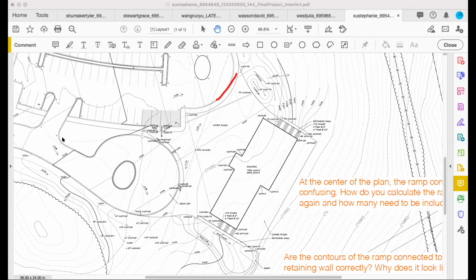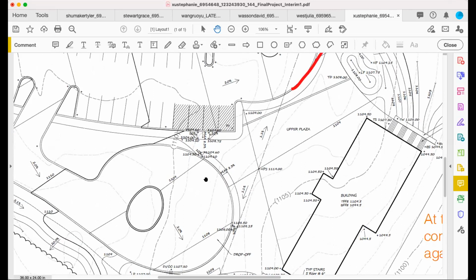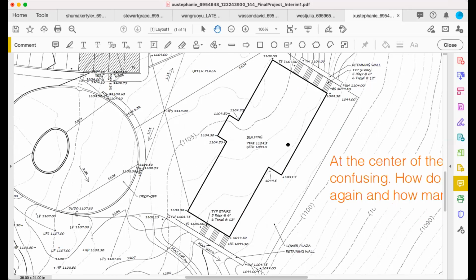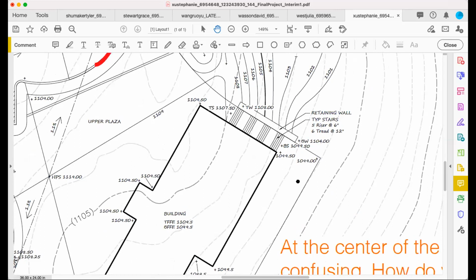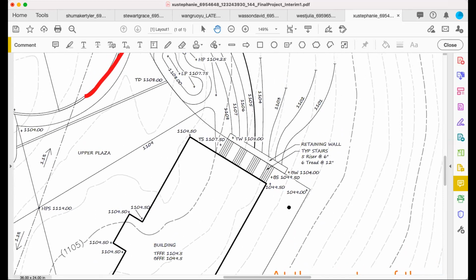Also, maybe the stairs. Are the stairs okay with where they are, or like never landing, the spots and everything? So you have your TS, and I'm not sure your TS is correct. It's probably not. It should be between 8 and 9, right? Between 8 and 9, and also it should not be flush.